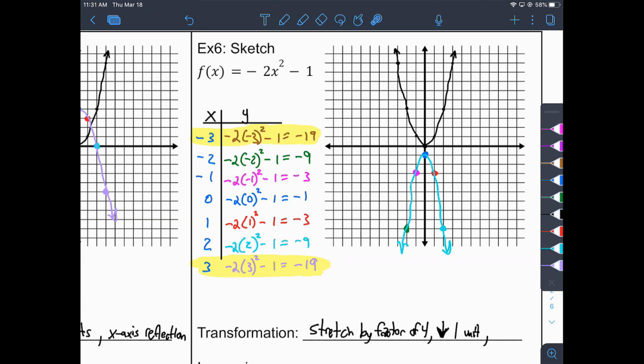Notice again, this one had a negative, and so it turned it upside down. It was reflected over the x-axis. And that's actually the transformation that does take place first. It takes the parent function and turns it upside down. Then it would stretch it. Notice that this is skinnier than the one above it, the parent.